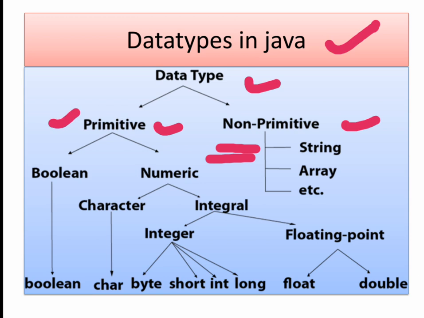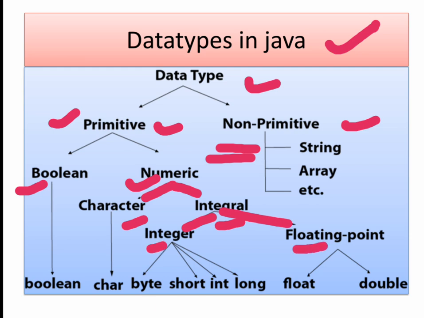Now primitive has two parts: boolean and numeric. Okay, first we will focus on the primitive type, boolean and numeric. Numeric again divides into two parts, that is character and integral. Integral again divides into two parts, that is integers and floating points. Integers are byte, short, int, long. Floating points are float and double. Boolean stores the boolean value, character stores the char value. I hope you are familiar with all these.